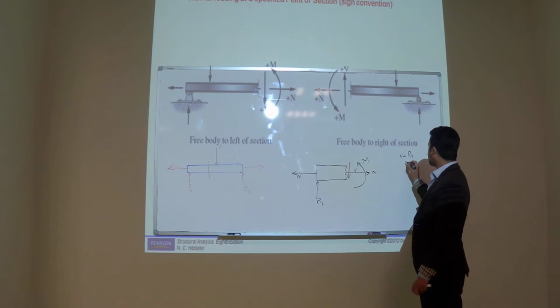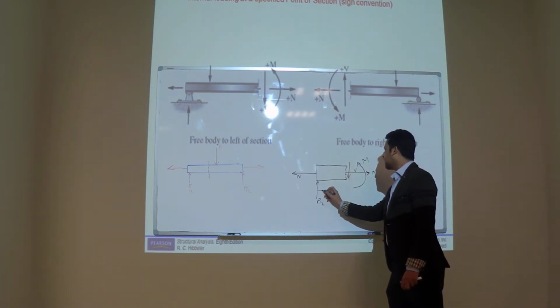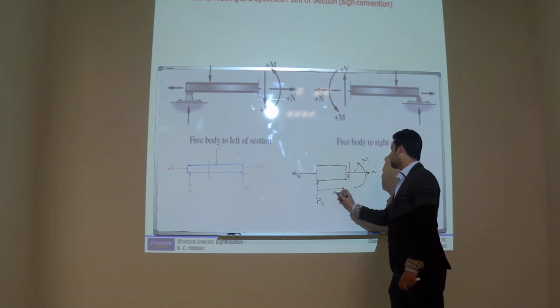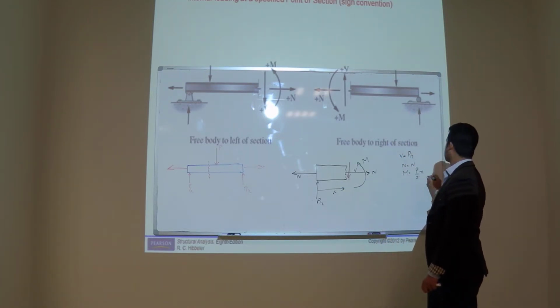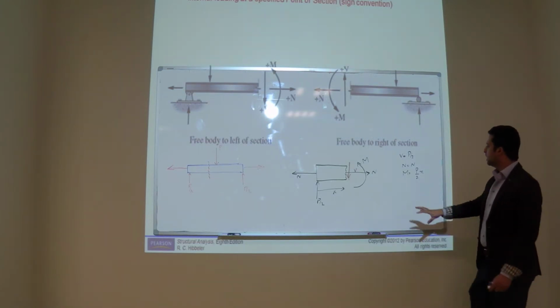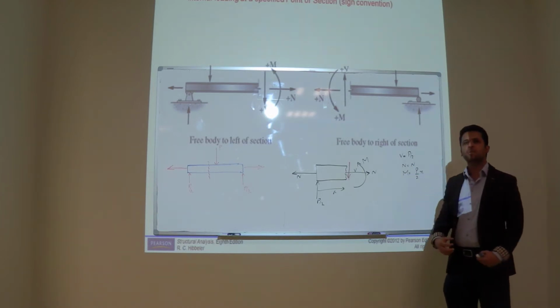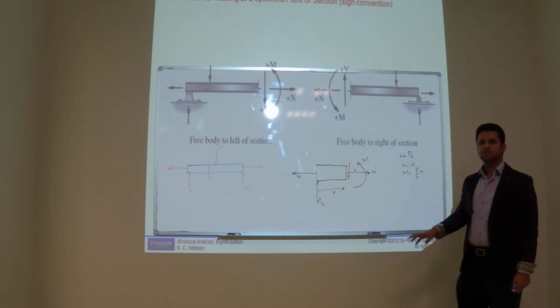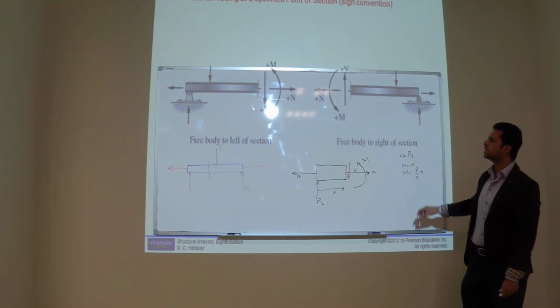And how much is this N? It should be equal to N. And how much should be the moment? P over 2 times the distance. If this distance is x, then it is P over 2 x. And what are these forces? From where are these forces coming? These forces are coming inside the beam. So that is why we call all these forces internal loading.